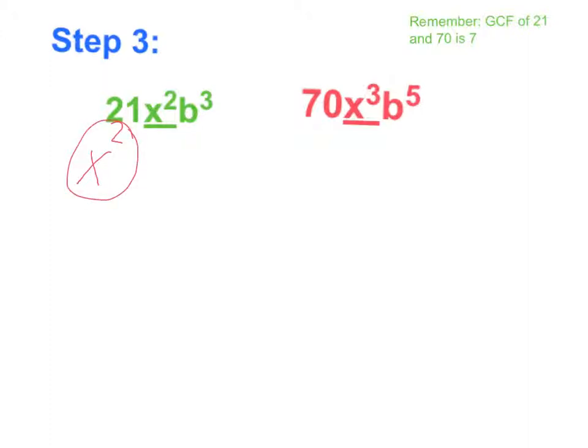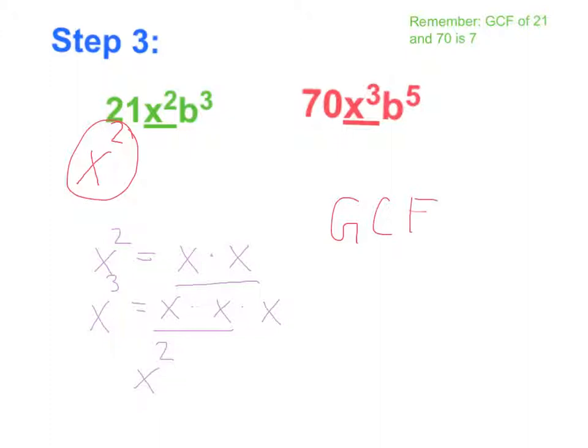If this is confusing, then what you can just think about is that x squared is equal to x times x, and x cubed is equal to x times x times x. And what they have in common, using what we did last time, is two x's, because this one doesn't have a third. So you just get x times x, which is x squared. And that's it for this one. The greatest common factor is equal to x squared.